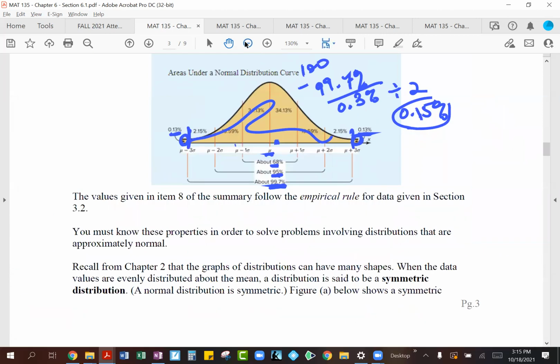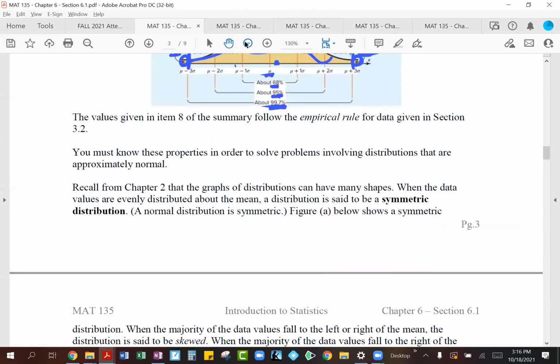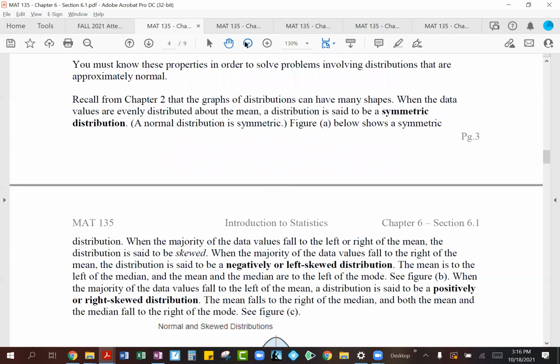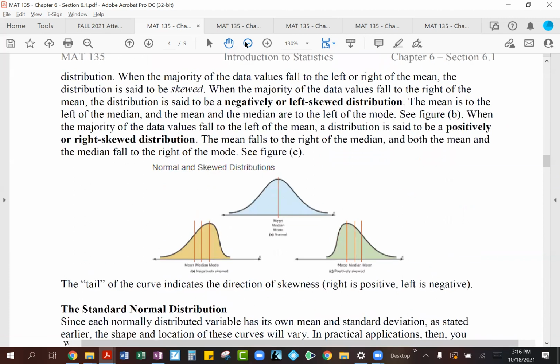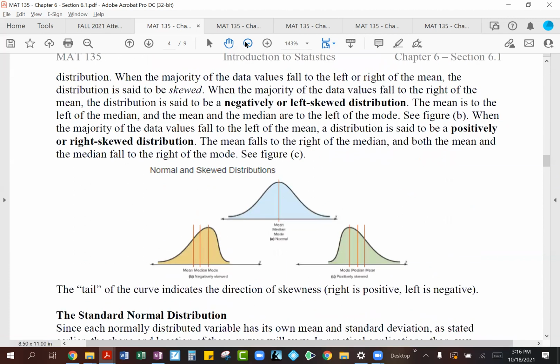So that's kind of how we define these areas or probabilities beneath a bell-shaped curve. And we use this idea of the area and convert it into probabilities. And you'll see different examples of that in your homework and your handout and textbook. So this, like I said, is going to be a symmetric distribution or a symmetric curve.